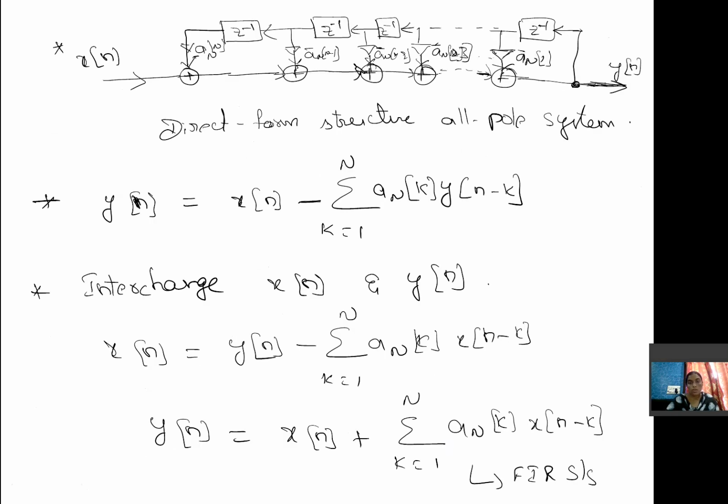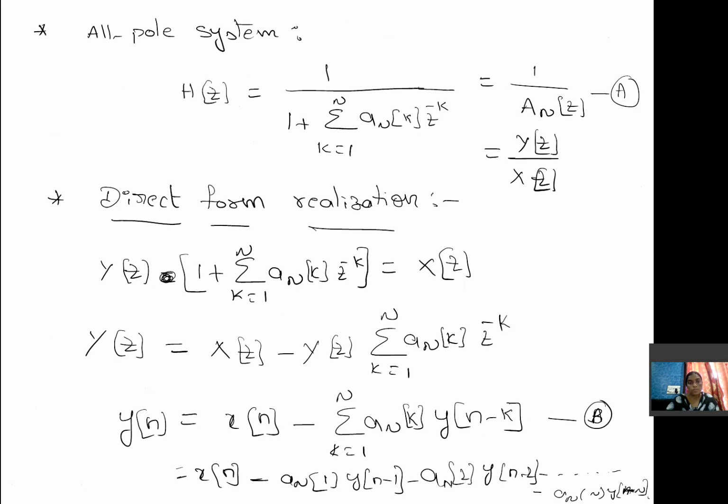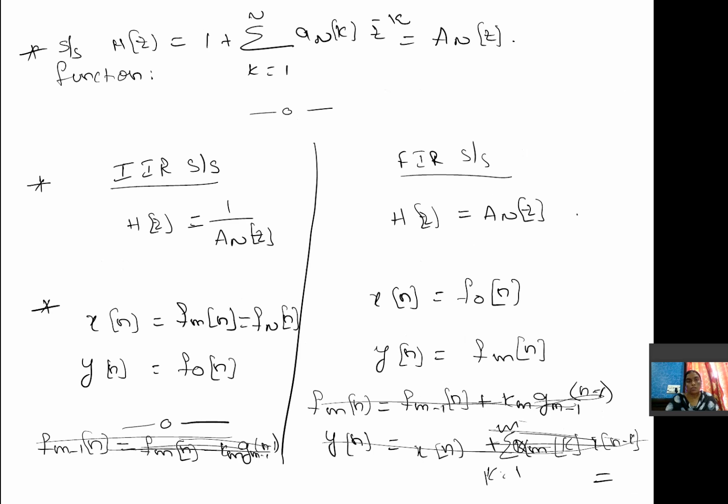So here for the IIR system, y of n is equal to x of n minus a n of 1, y of n minus 1, minus a n of 2, y of n minus 2, and so on. First, for the single pole, single stage realization is nothing but y of n is equal to x of n minus a n of 1, y of n minus 1. Okay, right? So remember that.